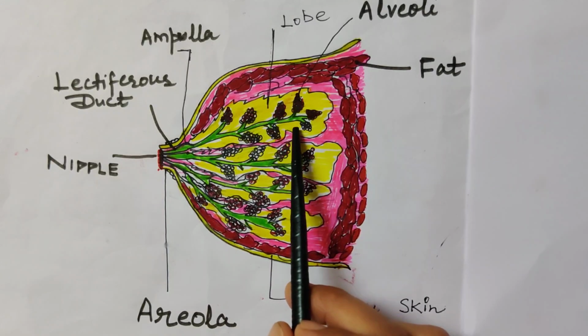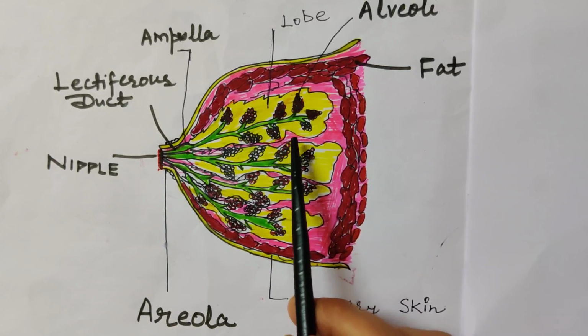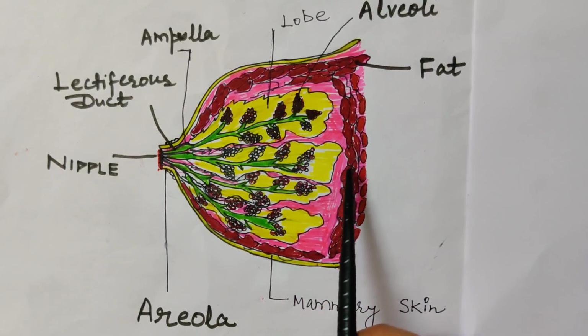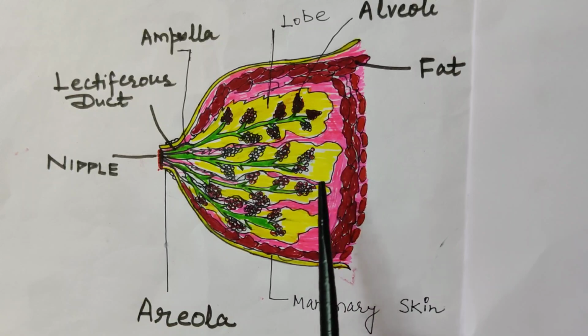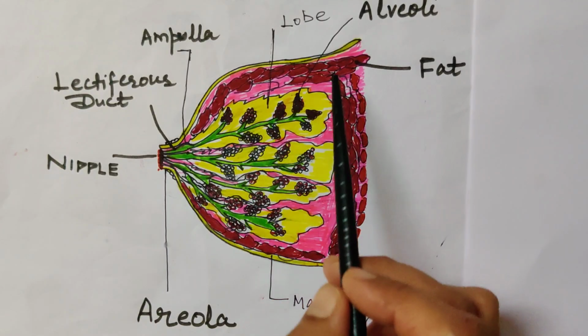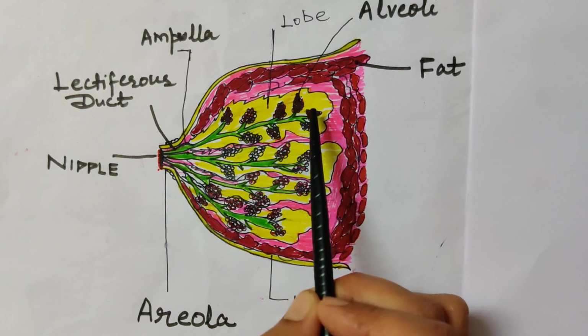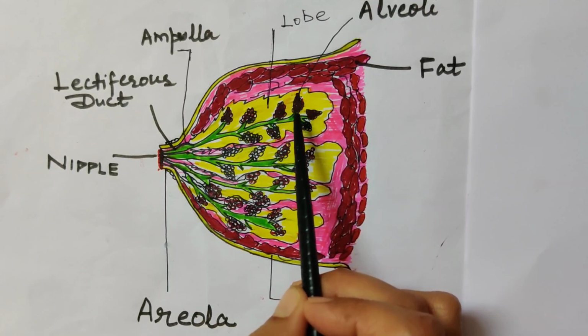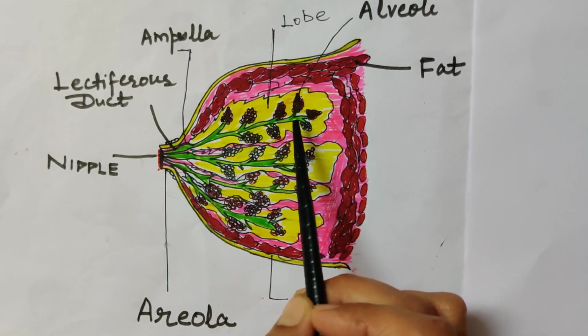Some adipose tissue is also present here along with connective tissue. So adipose tissue and connective tissue separate the glandular lobes from one another, and some amount of adipose tissue is also present below the skin of the breast. Each lobe is further divided into lobules, and inside the lobules there is a special structure, that is glandular or secretory alveoli.